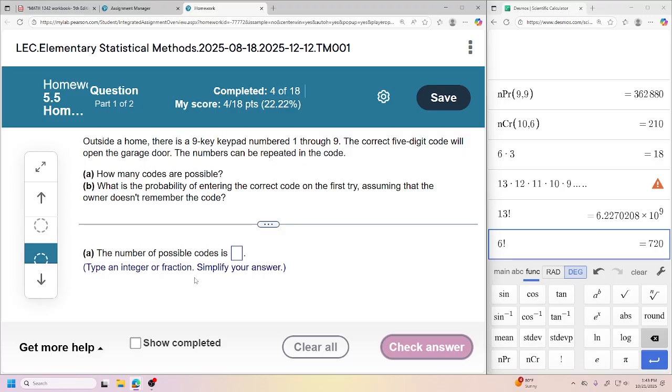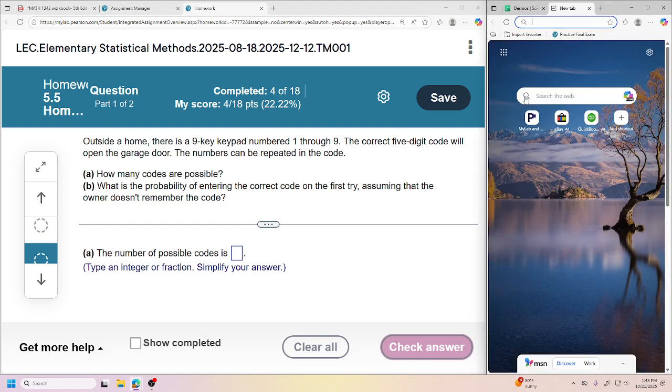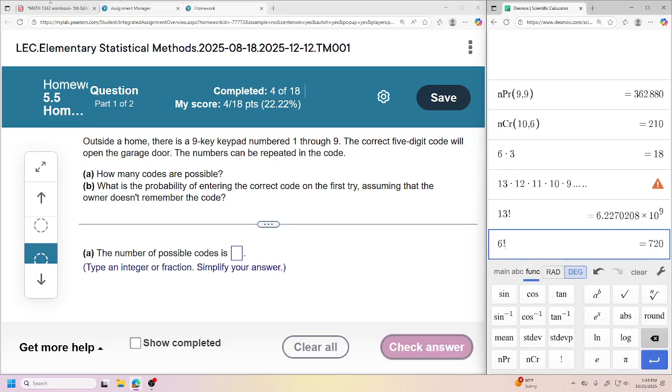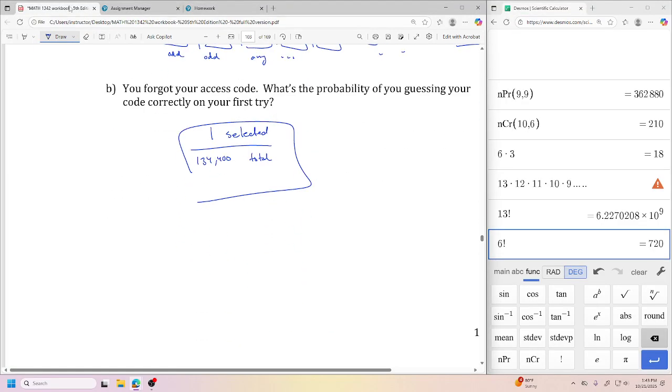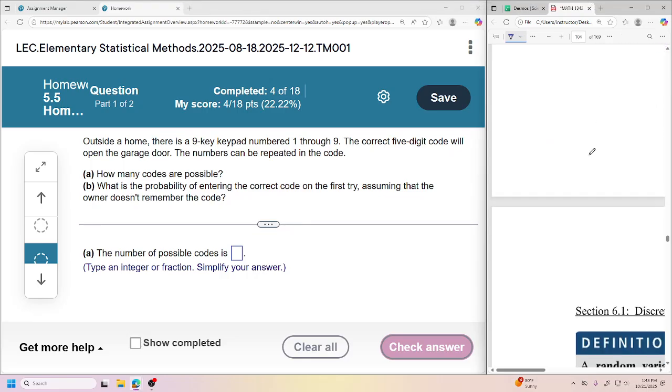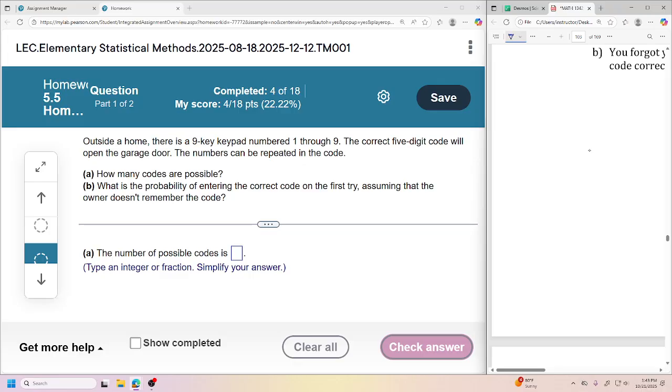Codes. We just did something like this, actually. So we have a 9-key keypad, 1 through 9, and we need a 5-digit code. How many different codes? It says the numbers can be repeated. Didn't we just do this a second ago? Okay, so I've got 5 keys, and I can go 1 through 9, so I can't use 0. How many options do I have for this guy? How many different digits? 1 through 9. What do I get?